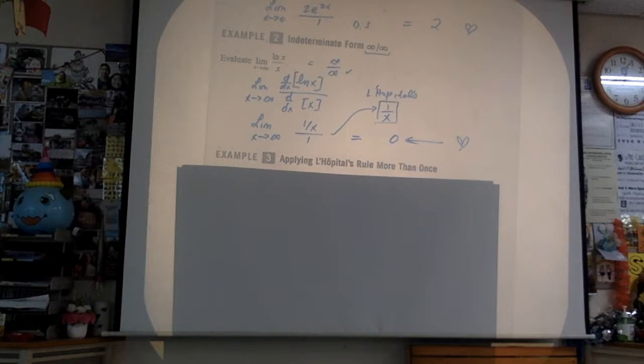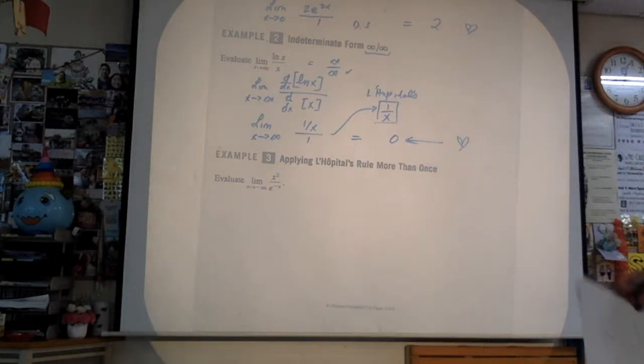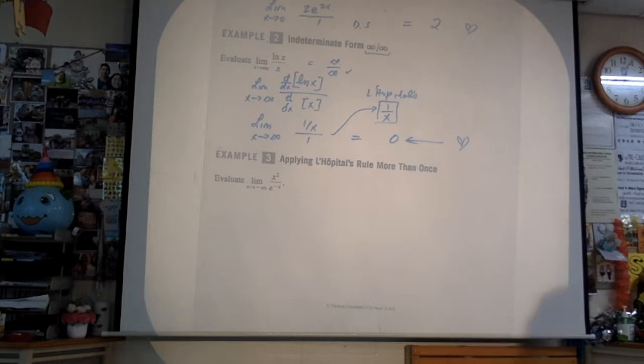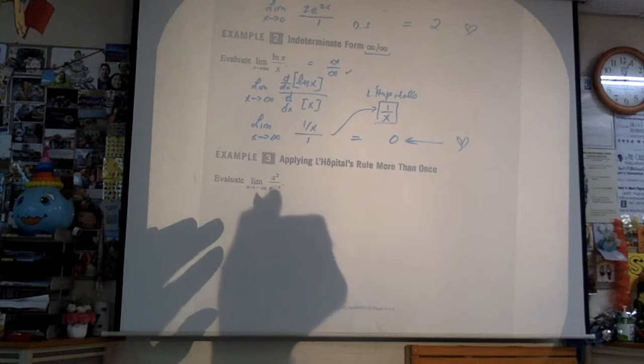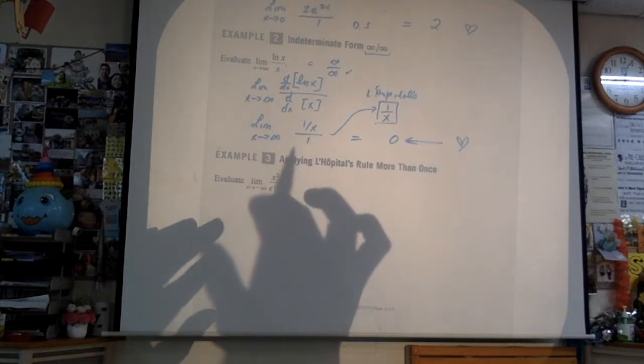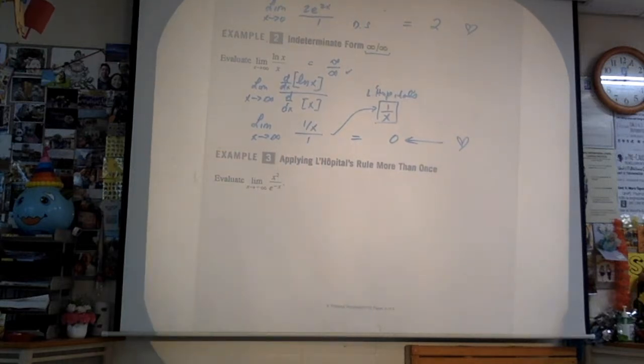Example 3, applying L'Hopital's rule more than once. Sometimes you're going to have to use it twice or even 3 times until it's possible for you to make a determination of a limit. So evaluate the limit as x approaches negative infinity of x squared over e to the negative x.